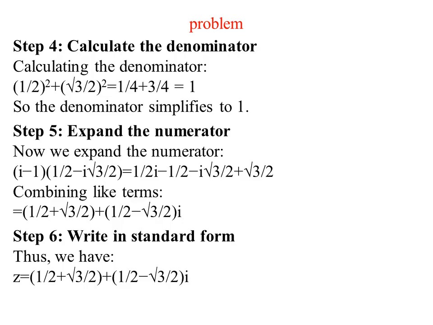In step 6 we write it in standard form. Thus we have z is equal to (1 by 2 plus root 3 by 2) plus (1 by 2 minus root 3 by 2) i. This is the standard form.